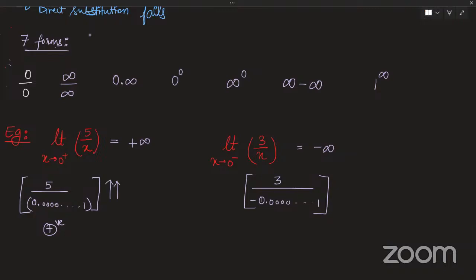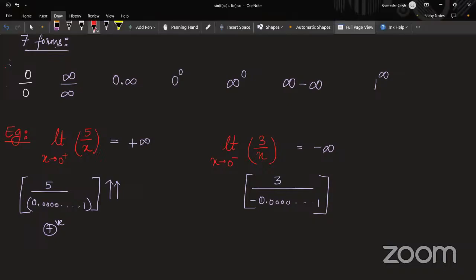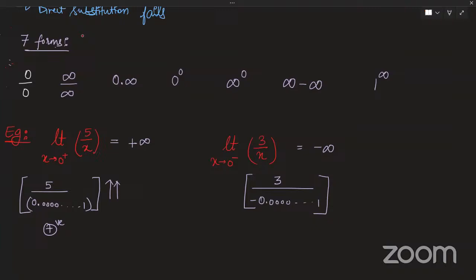And yeah, now the one, I'm not sure of your name. So you were asking 1 raised to infinity, right? See, 1 raised to anything, you are correct, 1 raised to anything is 1. So yes, you multiply 1 with 1 any number of times, it will turn out to be 1 only.